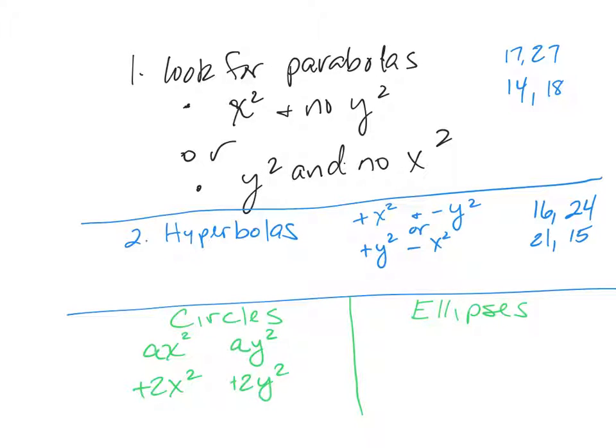So don't miss those. If you have an ellipse, and then you have ax squared and by squared, a cannot be equal to b. So if the two coefficients of the x squared and the y squared are different, you have yourself an ellipse. Okay?